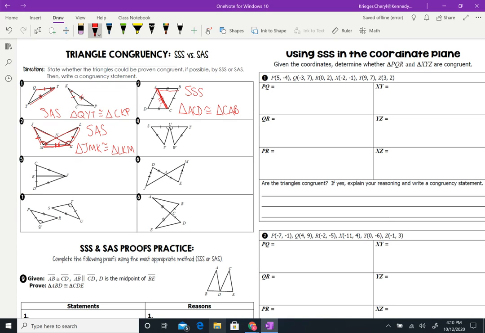All right, number 4. We have two sides and not the included angle, right? The included angle would be here. So this one is not congruent. Number 5, side, side, side. Do you see it? Side, side, side. So we'll say triangle CEF is congruent to triangle DEF.